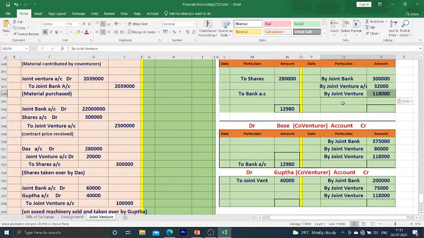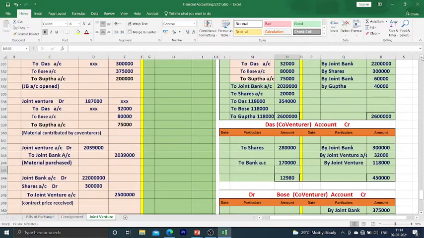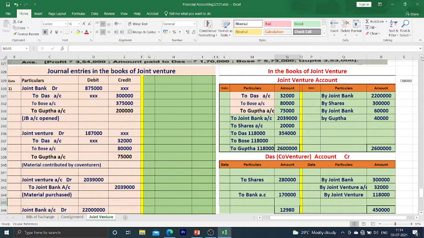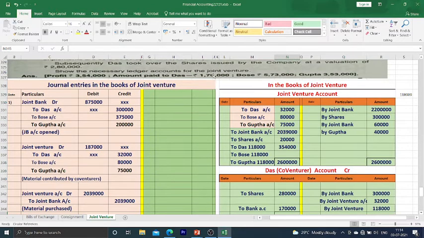Now we'll settle the payments. Okay, here the amount is 4,50,000 minus 2,70,000, which is 1,80,000. So the amount to be paid to Das is 1,70,000.